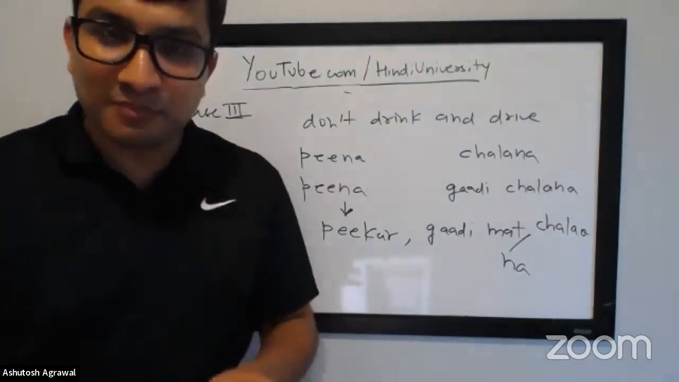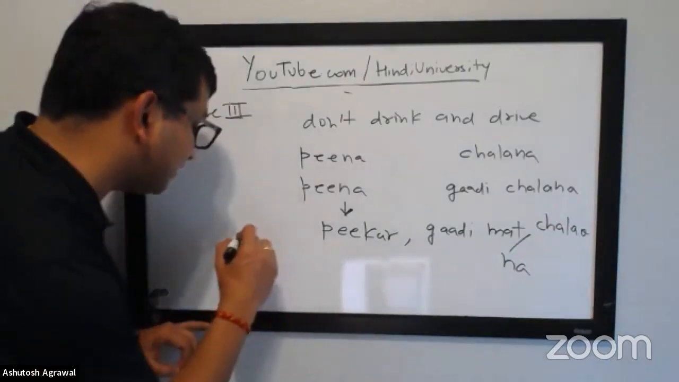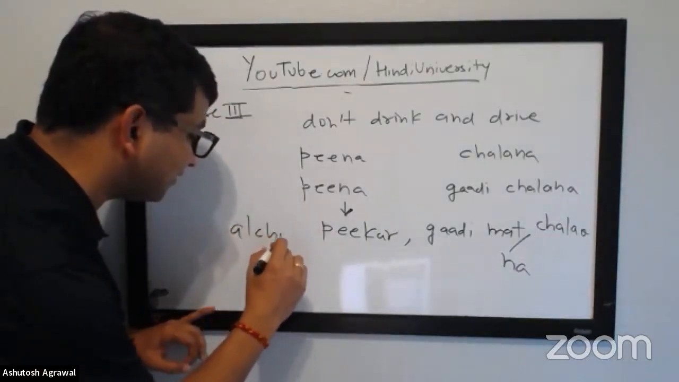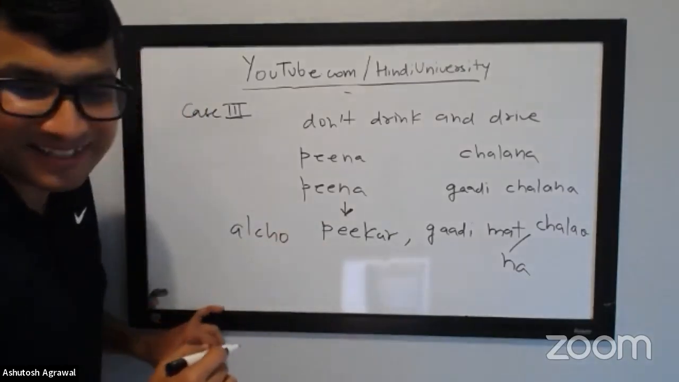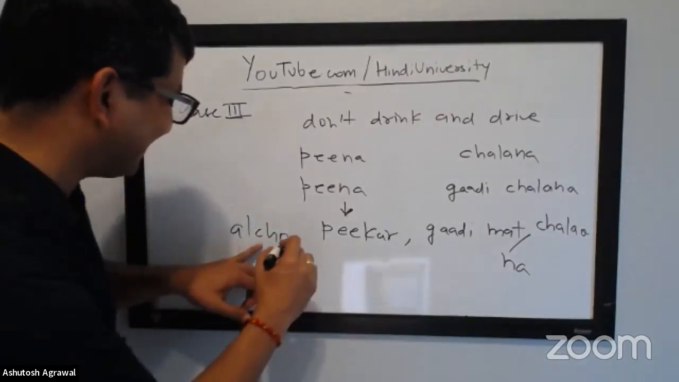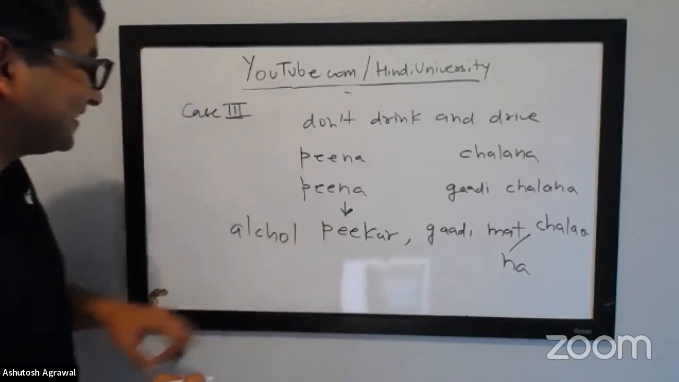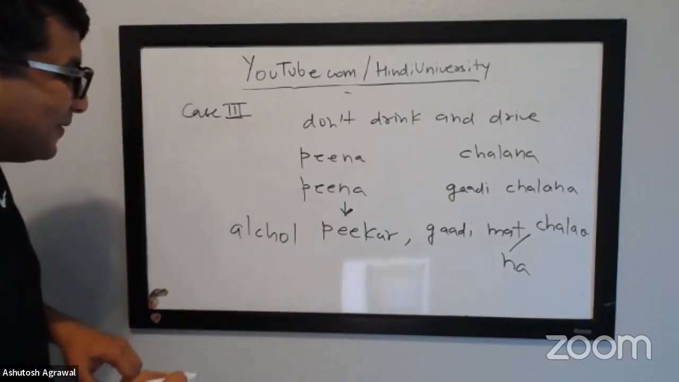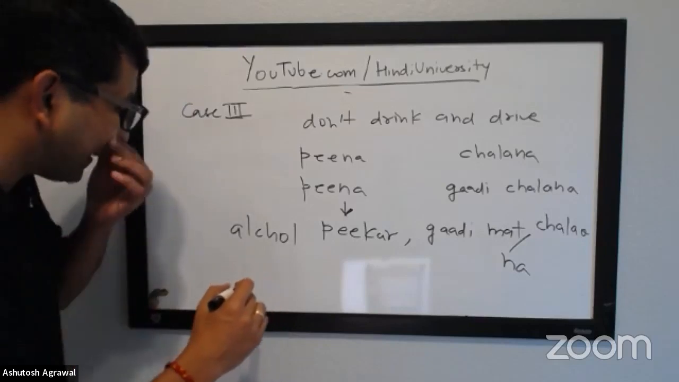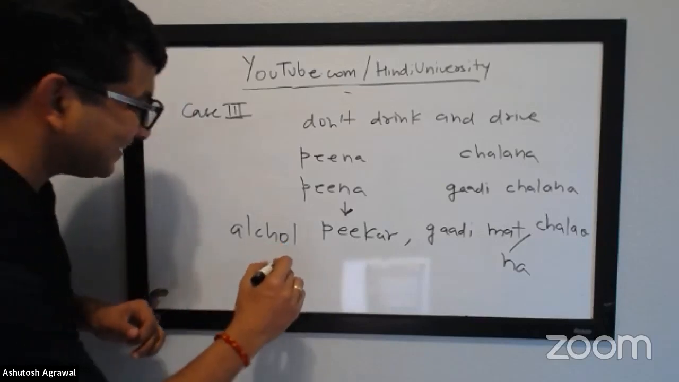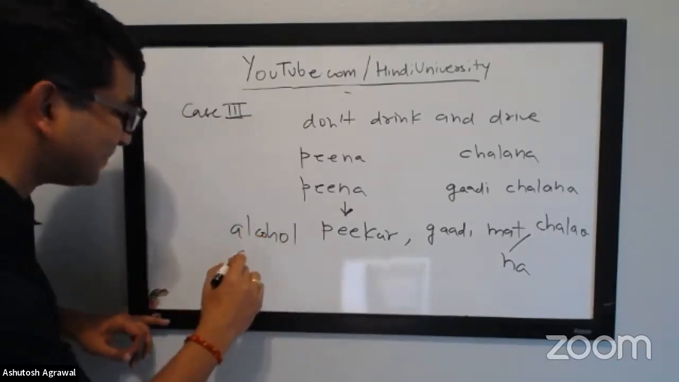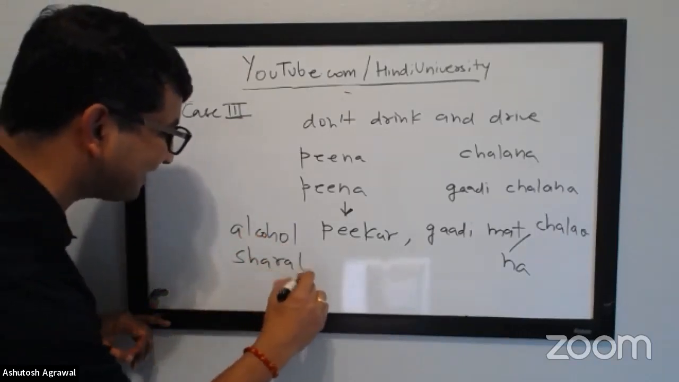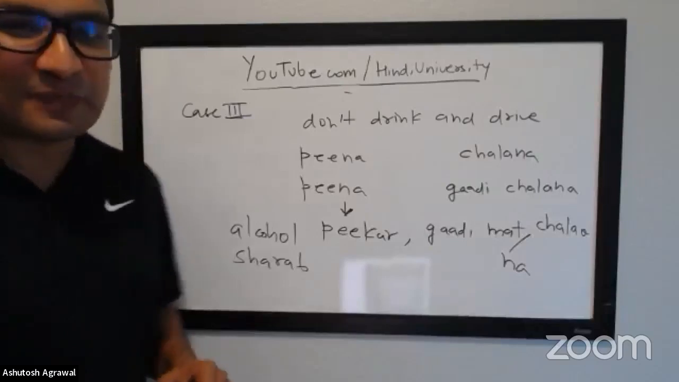Okay. And basically you can say alcohol. How do you spell it? Somebody help me. Alcohol, HOL. Am I missing something in here? That's correct. Yes, something is missing. An O after the C. Oh, alcohol. Okay, very good. Right. So it's sharab. Sharab pikar gaadi mat chalao. Right. So that's good. Right?